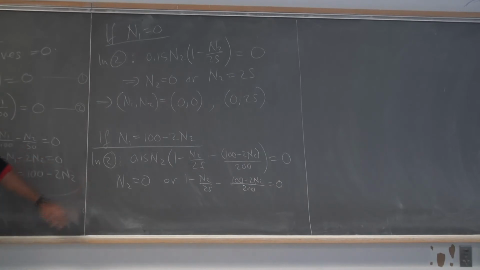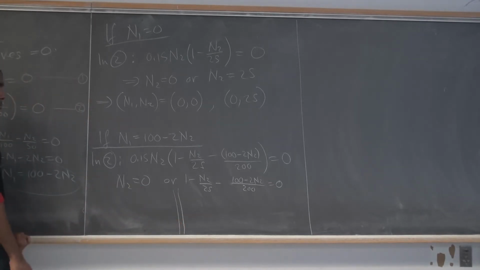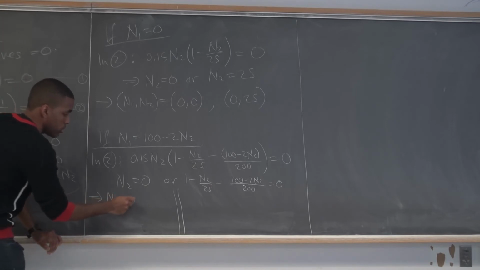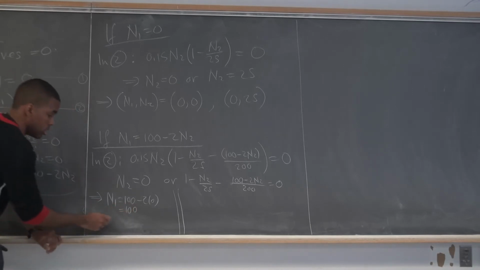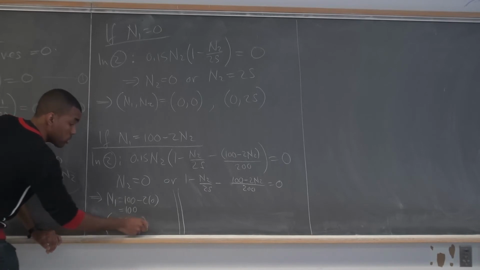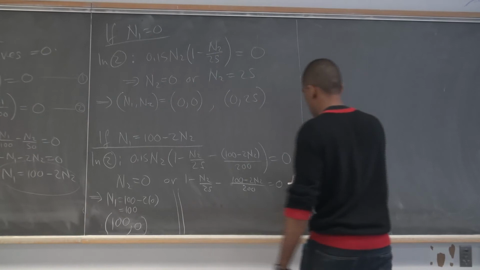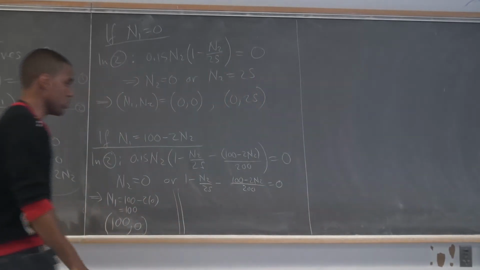Now, if n2 is 0, what is n1? This one is easy as well. This means n1 is just 100 minus 2 times 0. So in this case, n1 is 100. This gives me another solution, 100 comma 0. There's one more to get from here, the 1.5. How would we do that?